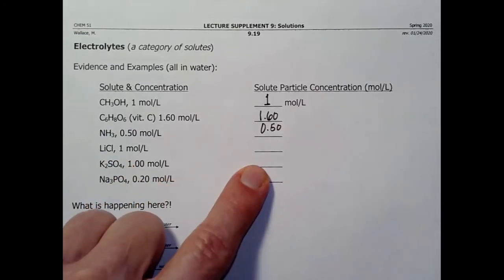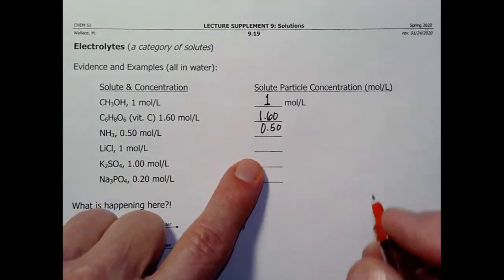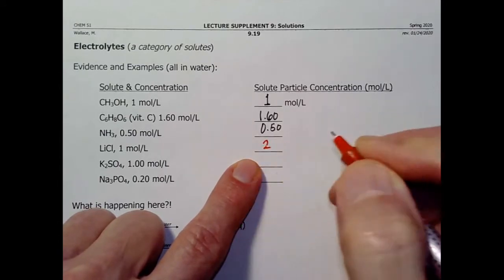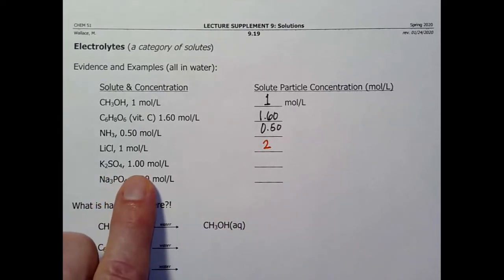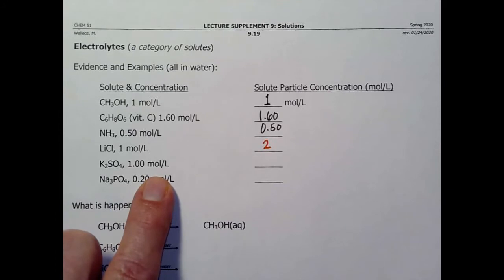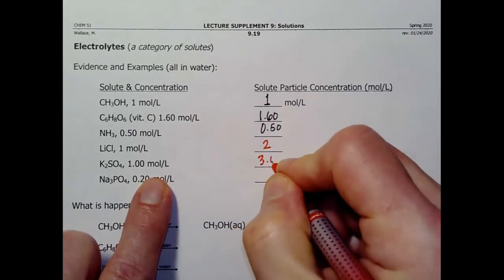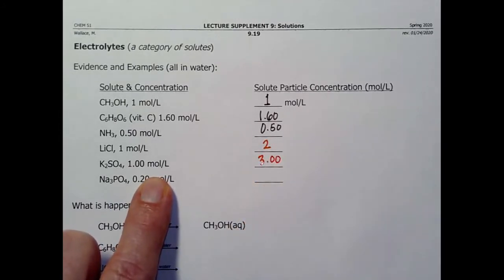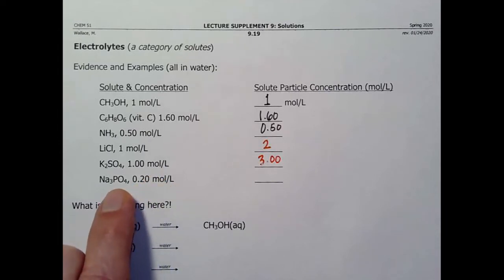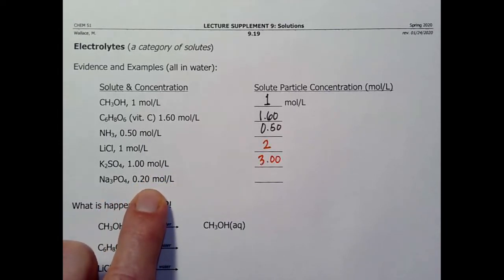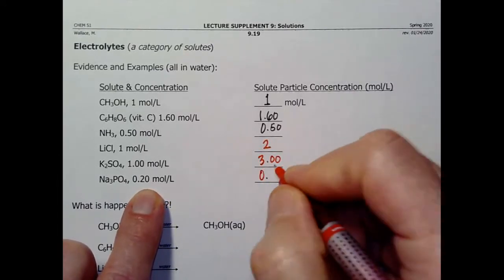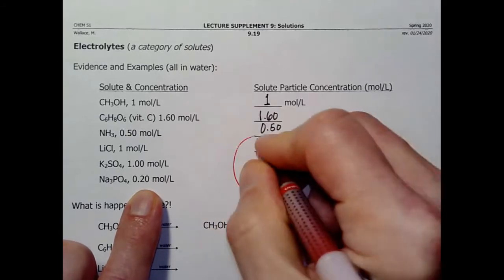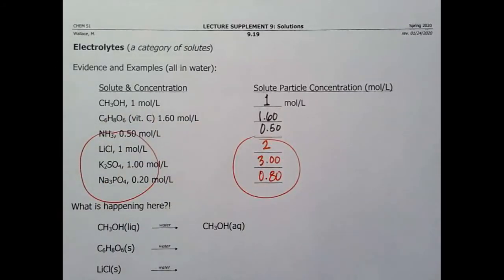When I look at the particles in solution, of course, I have 2. Well, wait a minute. Okay. Potassium sulfate, 1 mole per liter. Well, it's got to be just 1. All right, well, what about this sodium phosphate, 0.2 moles per liter? It's just got to be 0.2. And it's 0.80. So what's going on with those things?